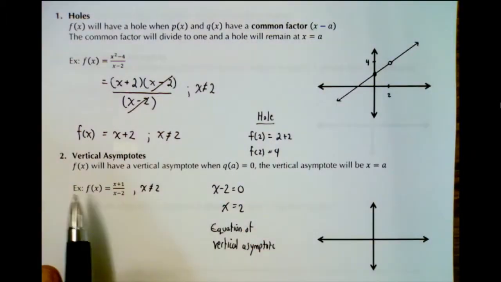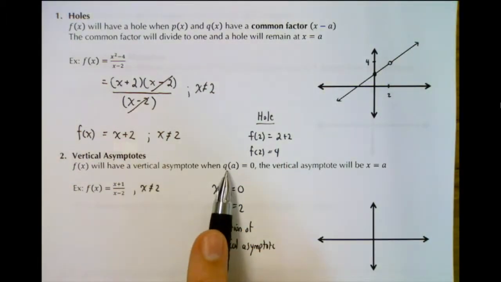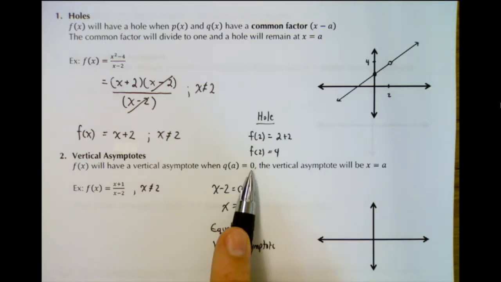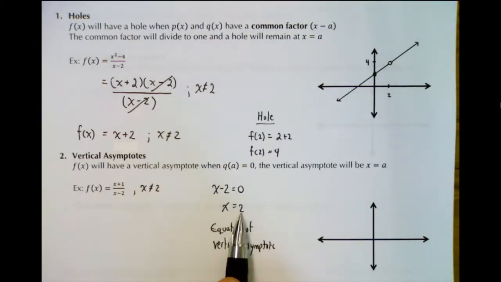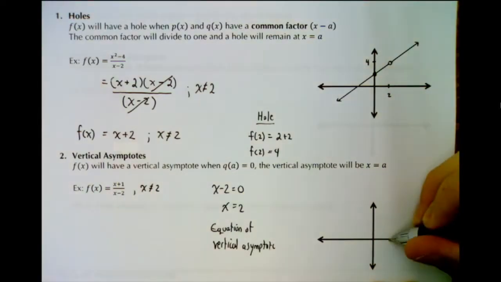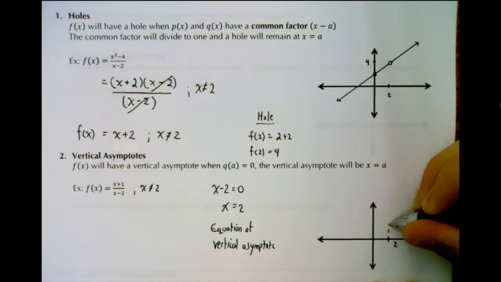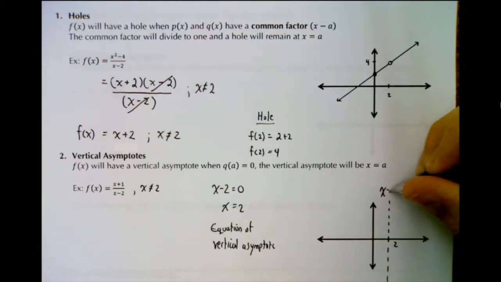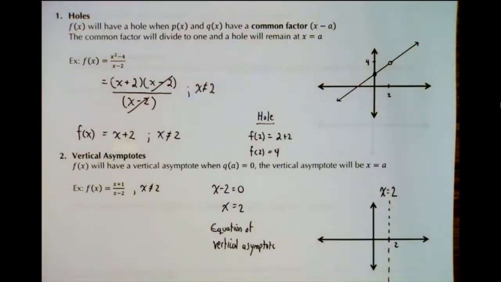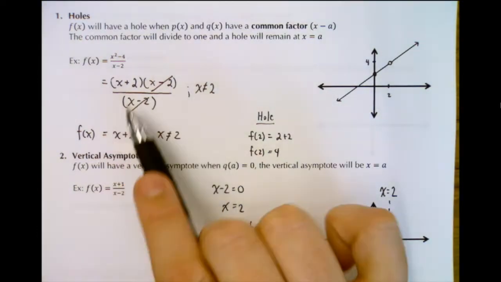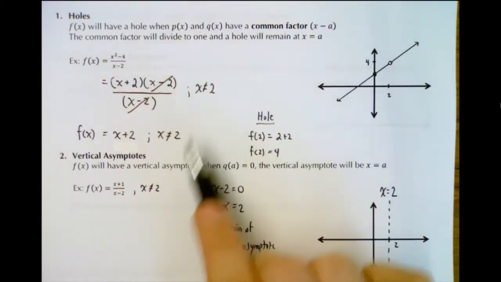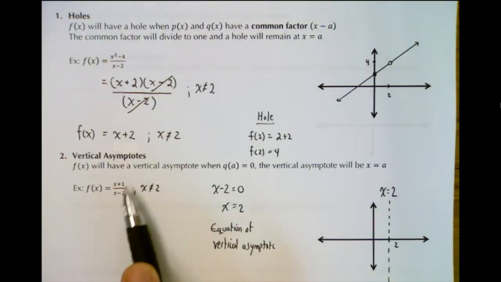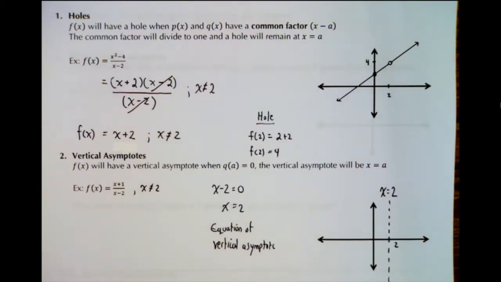So f of x will have a vertical asymptote when the denominator's function is set equal to 0. And whatever value makes it 0, in this case 2, is your vertical asymptote. So on our graph, at 2, we would have a vertical asymptote, which has the equation x equals 2. So holes, you look at the denominator, look for the restriction, and if it divides away, it's a hole. If it stays in the denominator, does not divide away, it becomes a vertical asymptote.